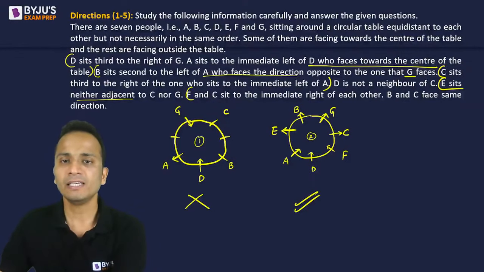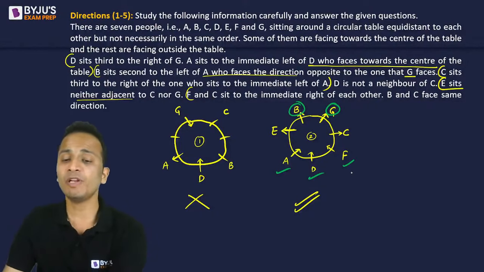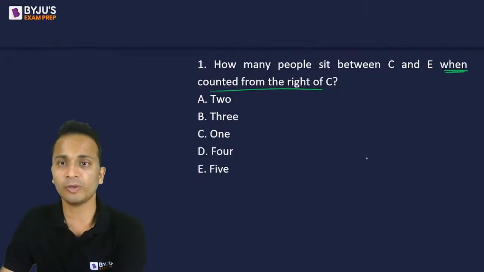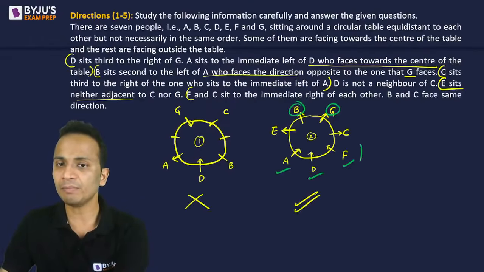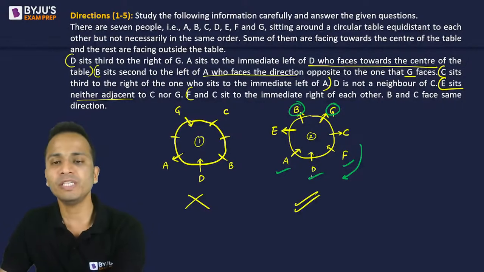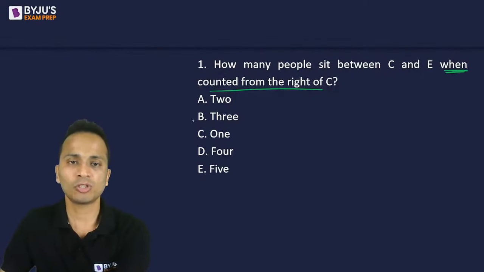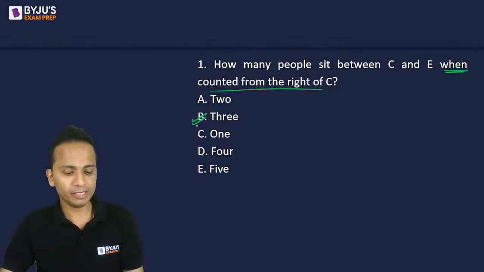Between C and E here, there can be 2 people and there can be 3 people. Now, which direction will we have to consider? This is very important. Okay, when counted from the right of C. Now, right of C, that means this direction. Okay, so right of C, there are 3 people between C and E. So the correct answer should be option B.